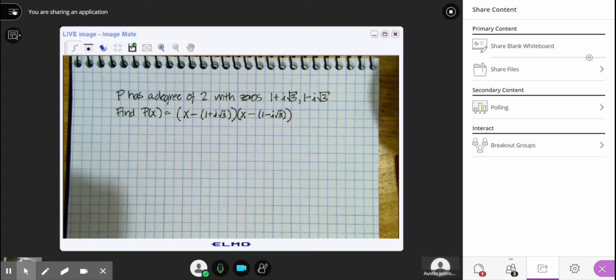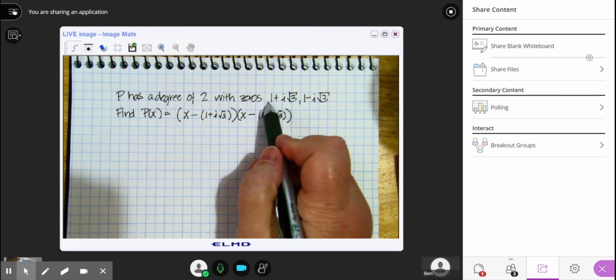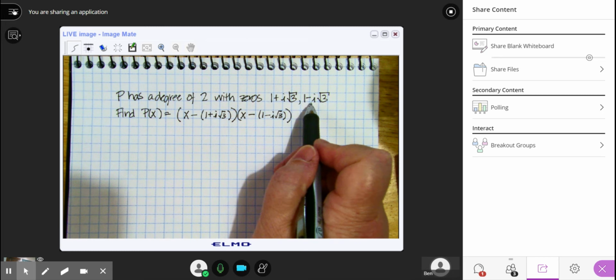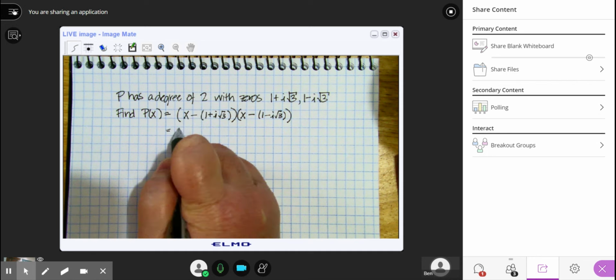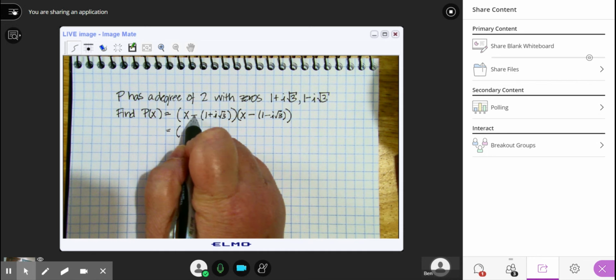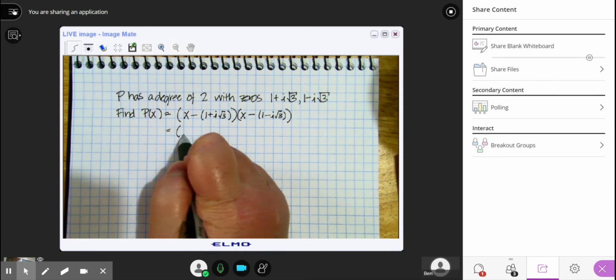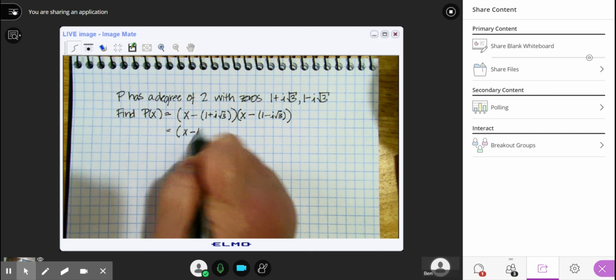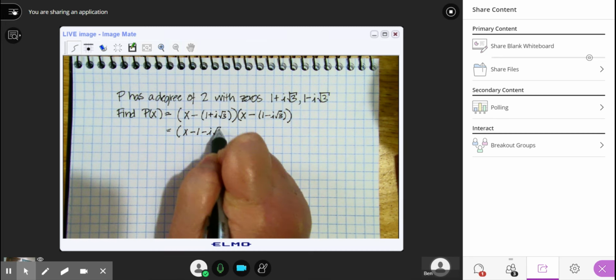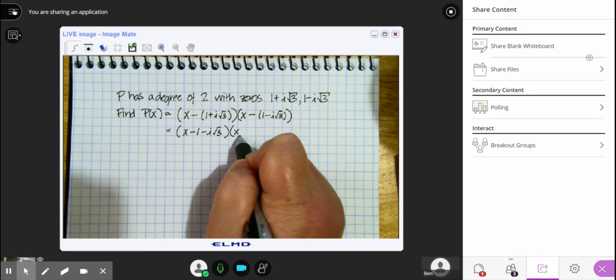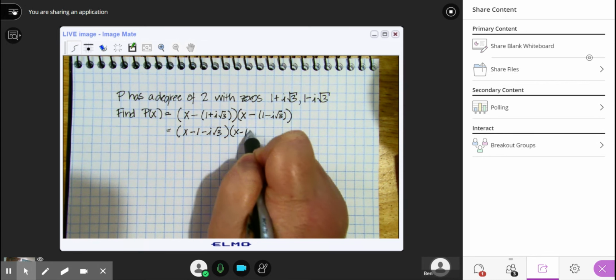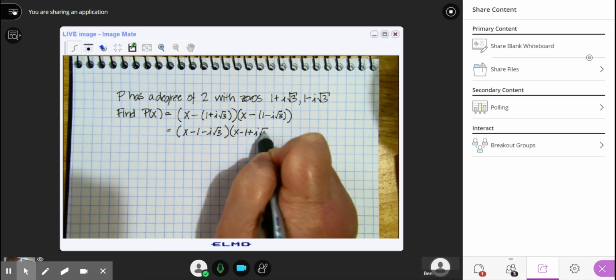No, factors are always X minus. These are just a little bit longer than what you're used to. Okay, so this becomes, now I'm going to distribute that negative, and we get X minus 1 minus i root 3. And then we get an X minus 1 minus minus is plus i root 3.